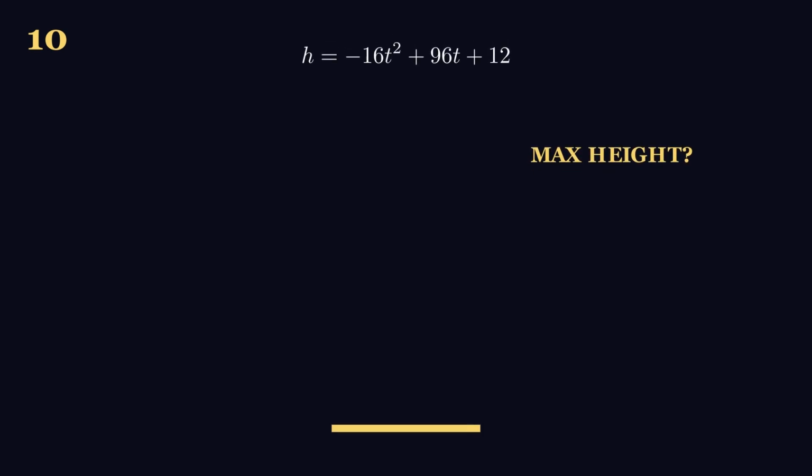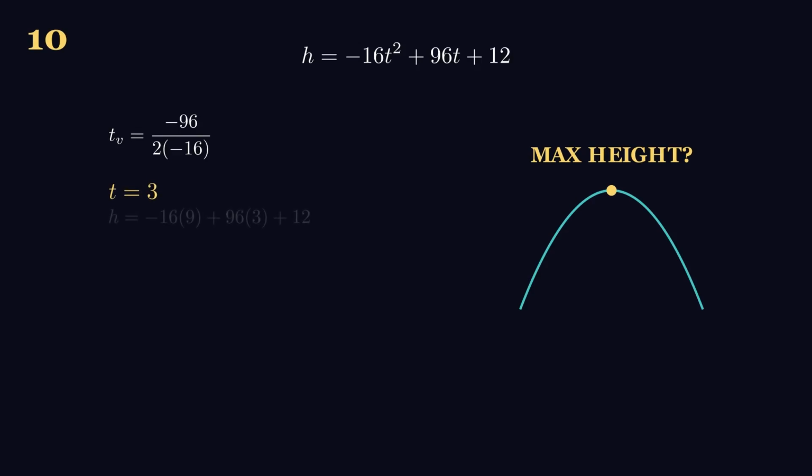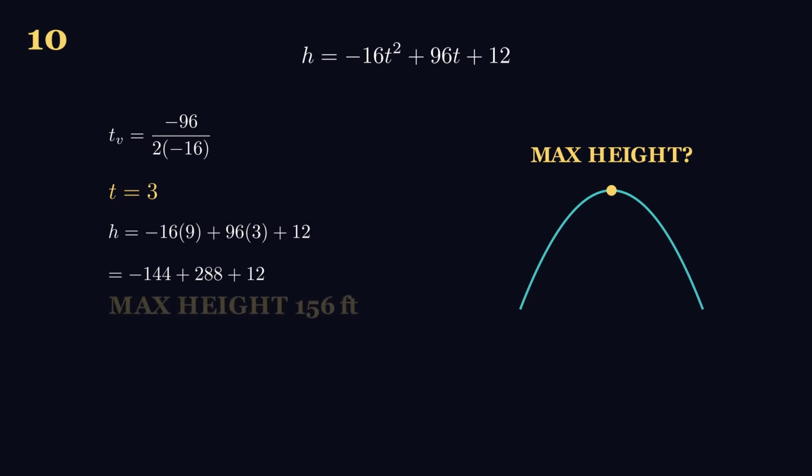Number 10. A ball's height is negative 16t squared plus 96t plus 12. Find the maximum height. Max is the vertex. t equals negative 96 over 2 times negative 16, 3 seconds. Plug in. Negative 16 times 9 plus 96 times 3 plus 12. Negative 144 plus 288 plus 12, 156. Max height, 156 feet.